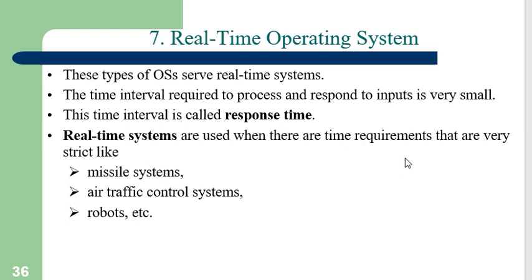And the real-time operating systems. These types of operating systems serve real-time systems. The time interval required to process and respond to input is very small. This time interval is called the response time. Real-time systems are used when there are very strict time requirements, like missile systems, air traffic control systems, robots, etc.